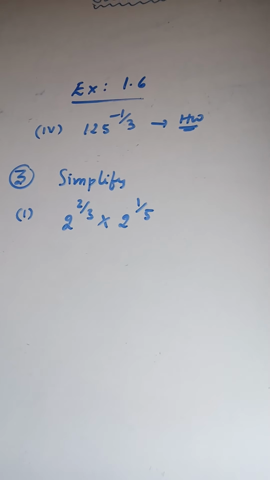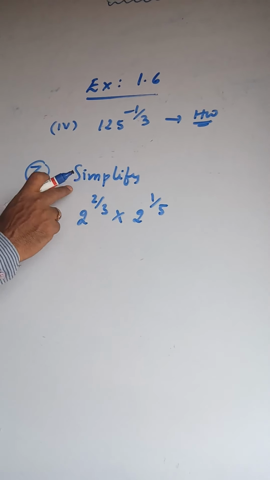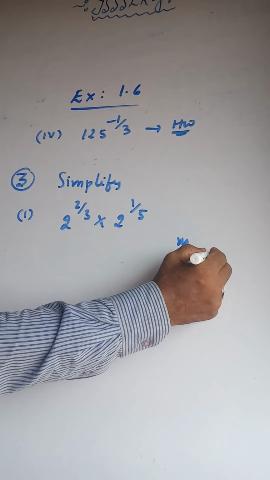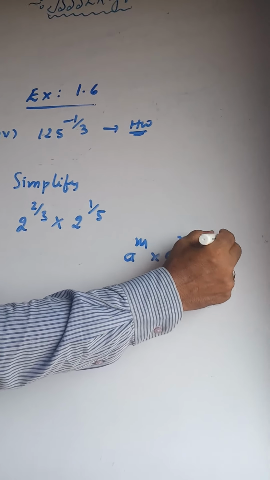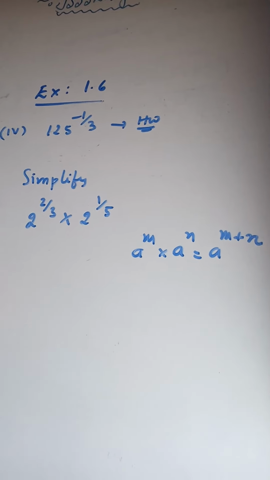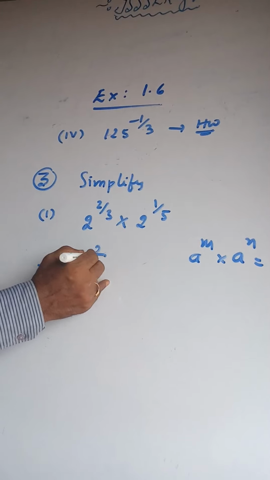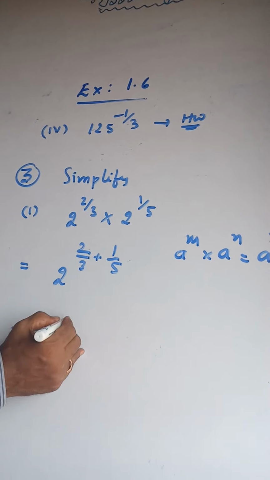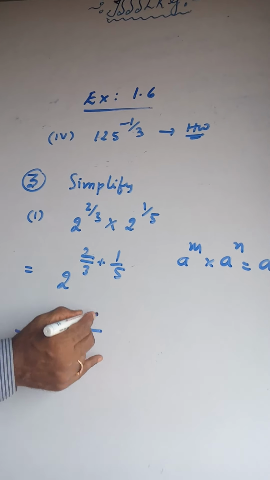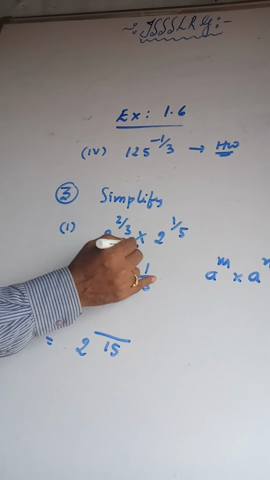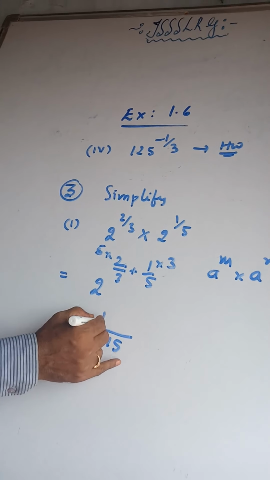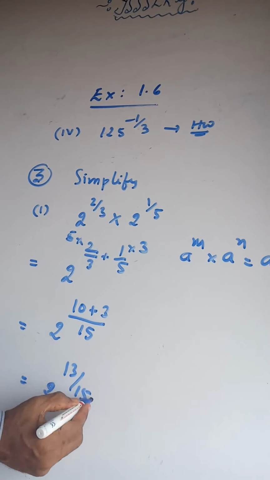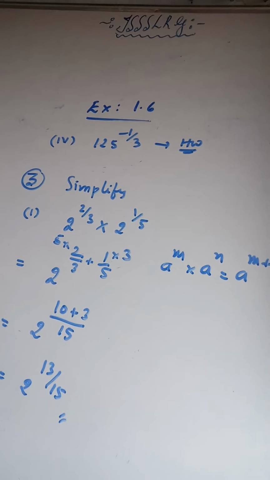In this question, both the bases are same and the exponents are different. That means we use the law here: a raised to the power of m, a raised to the power of n, is a raised to the power of m plus n. According to this, 2 raised to the power of 2 by 3 plus 1 by 5. Take the LCM, 5 and 3 is 15: 3 5s are 15, means multiply by 5, multiply by 3, 5 2s are 10 plus 3, it is 2 raised to the power 13 by 15.